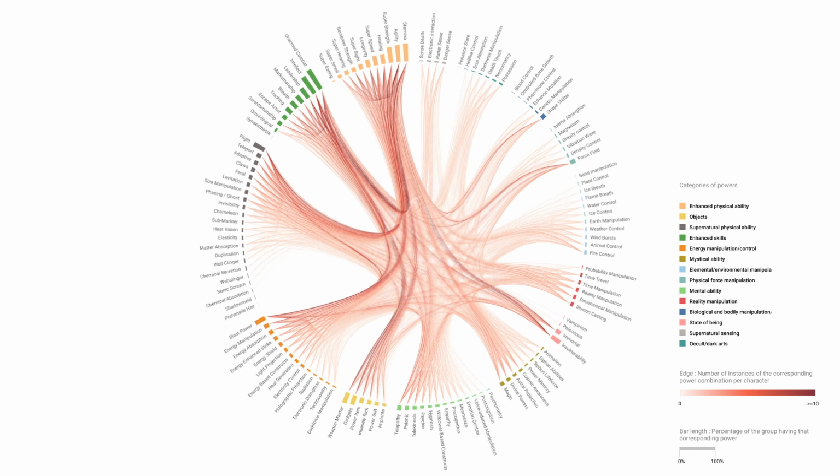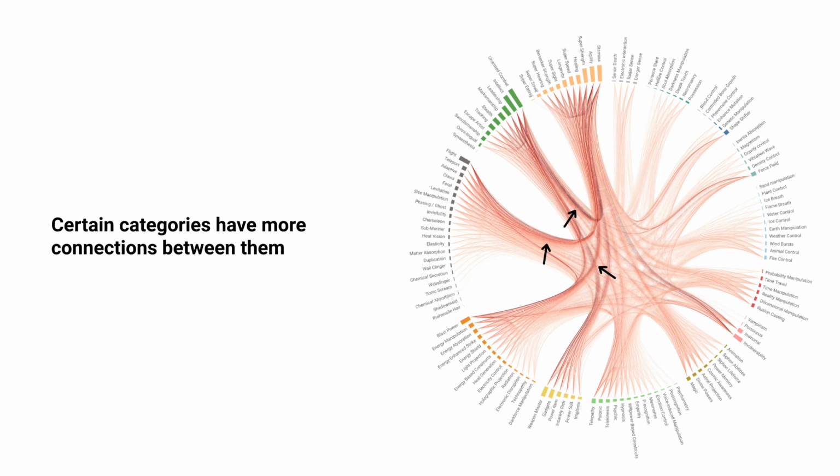But what if you'd like to see combinations simultaneously across multiple powers or categories? To answer this, we used hierarchical edge bundling, which shows adjacency relations. The edge color encodes the number of instances of the corresponding power combination normalized across characters. And what did we learn? Well, these darker, denser bundles here show the most prominent combinations between categories.